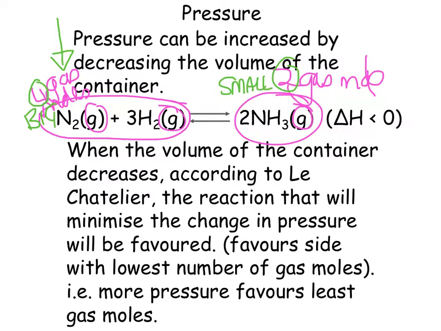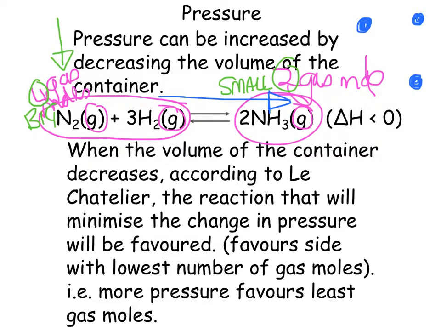Now, gases occupy space based on how many moles there are. Because of the big spaces between the particles, the actual size of the particle makes no difference. It's how much space there is in between and how many moles there are. So there are 2 moles of gas on the right, and there are 4 moles of gas on the left. So if I increase pressure, then I'm going to squash everything together. It's going to try and make itself small.